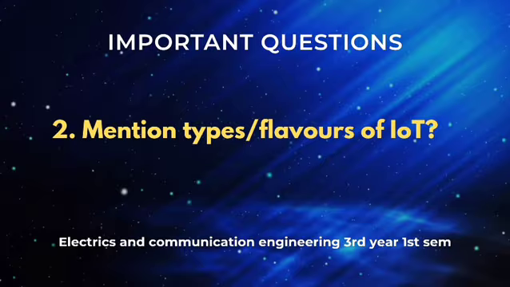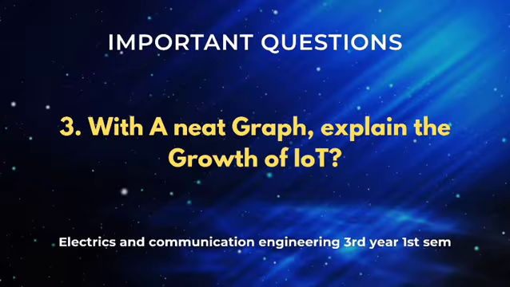For this question you need to write four types of IoT, that is consumer IoT, commercial IoT, industrial IoT and infrastructure IoT, and you need to explain about each type. Third important question is with a neat graph explain the growth of IoT. First you need to draw the graph till 2025. You need to draw the graph and you need to explain about it.